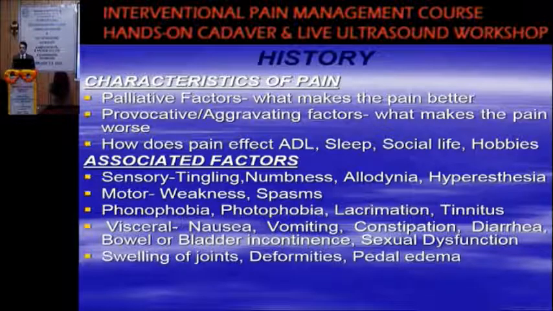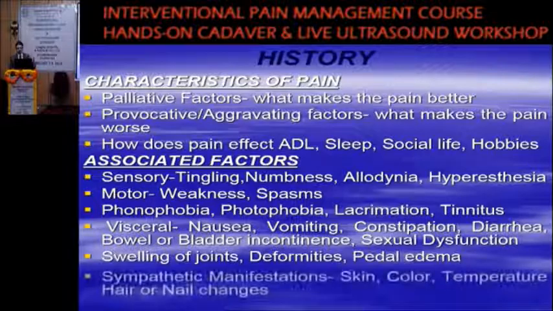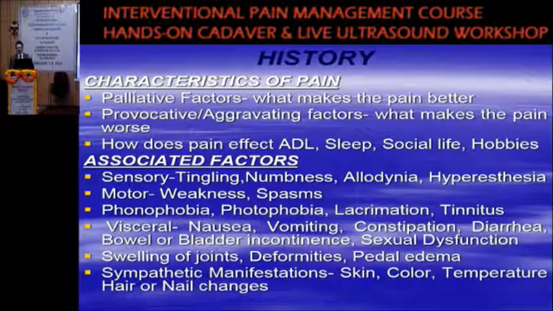Then you ask, if somebody comes with multiple joint pain, do you have swelling of those joints? Do you have any deformities? In rheumatoid arthritis, what do you see? You see deformities. You see swelling. And then do you have any pedal edema? Are there any sympathetic manifestations, which is very important in diagnosing maybe CRPS or any sympathetically maintained pain? How does the skin look? How's the color, temperature, hair or nail changes? Very important in sympathetically mediated pain, SMP.